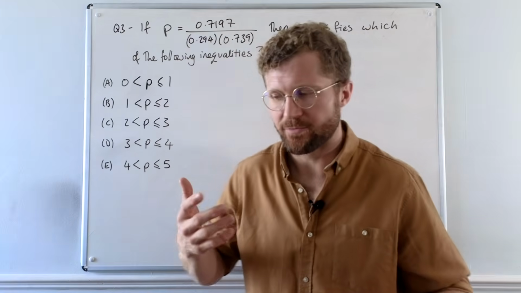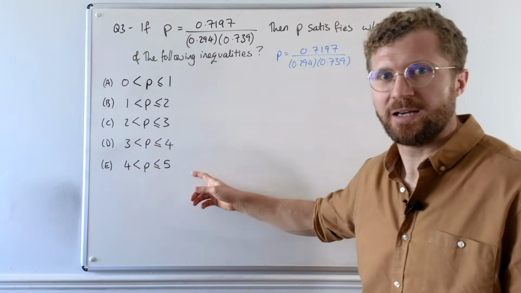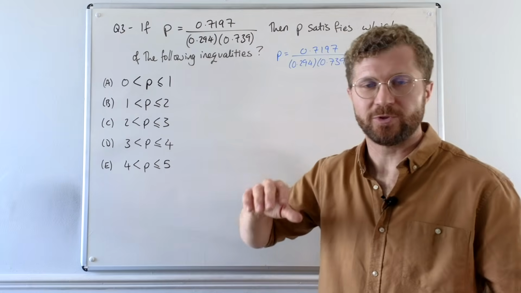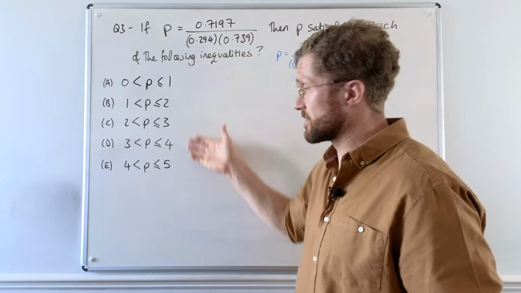So the first thing I want to notice here is that we're not asked for a precise answer. We don't want to know whether P is going to be, I don't know, 0.2341 or something quite so precise. We've just got a range.